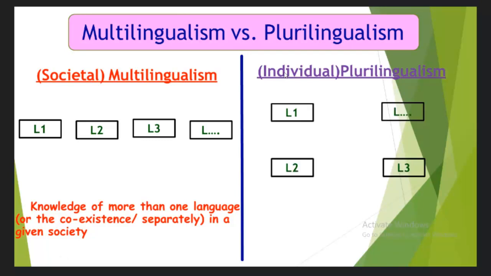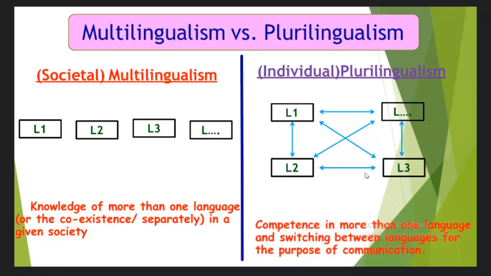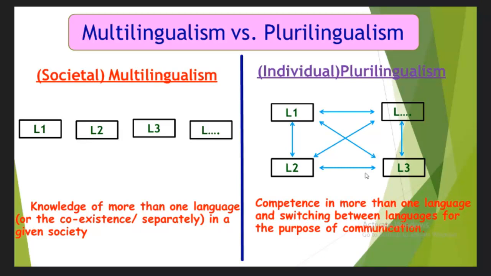So look at this diagram. It is the same as the first one, but look at these arrows. You can see that there are relationships between the languages, right? So when we talk about individual plurilingualism, we refer to the competence in more than one language. But the difference is there is a relationship or interconnected knowledge of multiple languages here, and you use them for the purpose of communication, and in some cases you can switch from one language to another language.